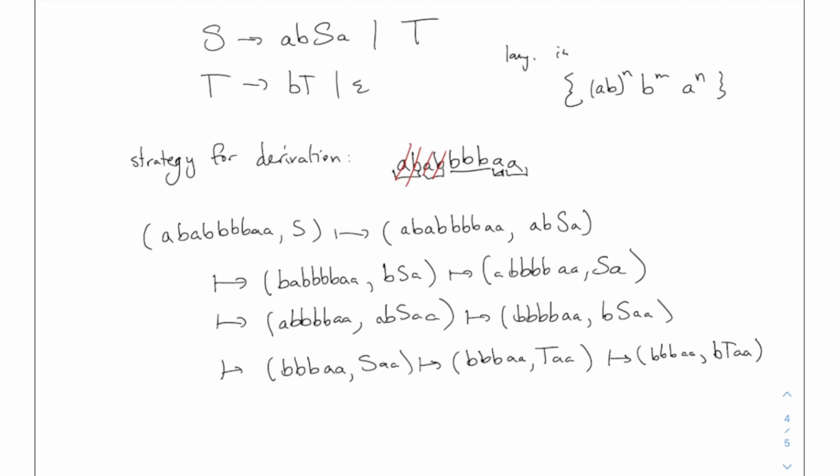And then I can cancel a b from the input with the b on the stack. Then it looks like BBAA. Are we almost done here? I think so. We're getting somewhere. BBAA, TAA.